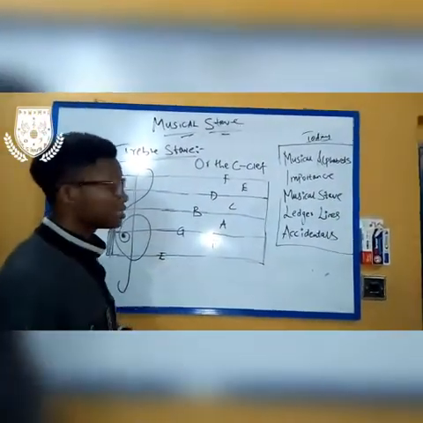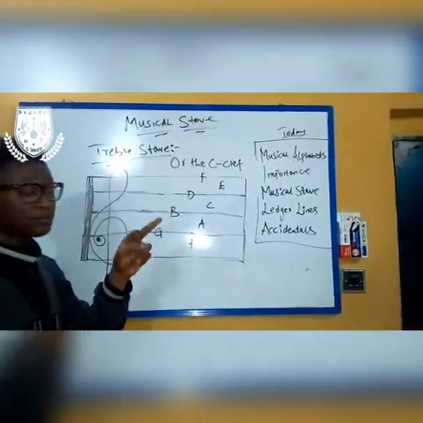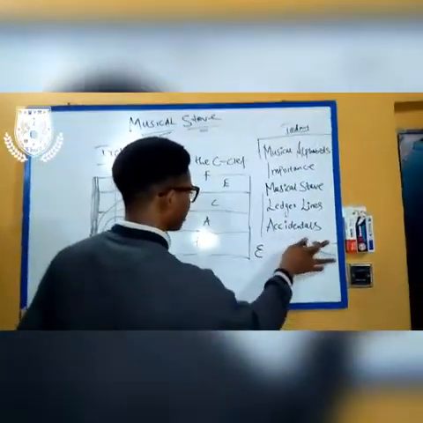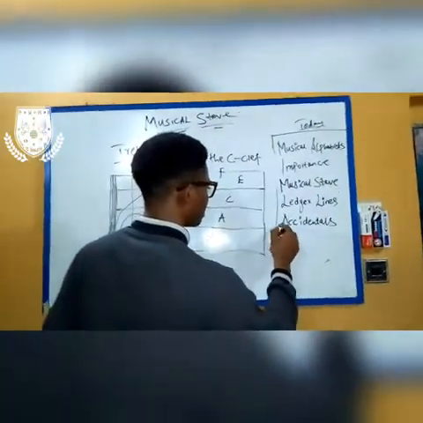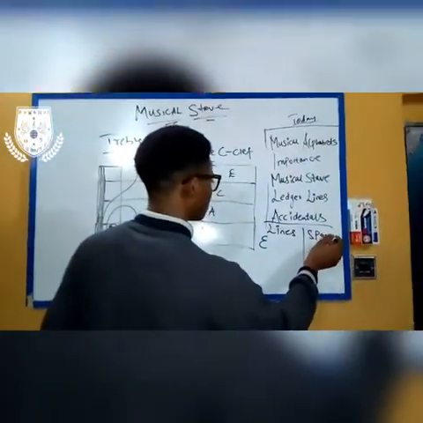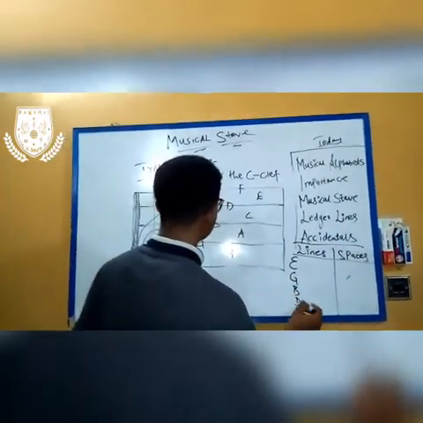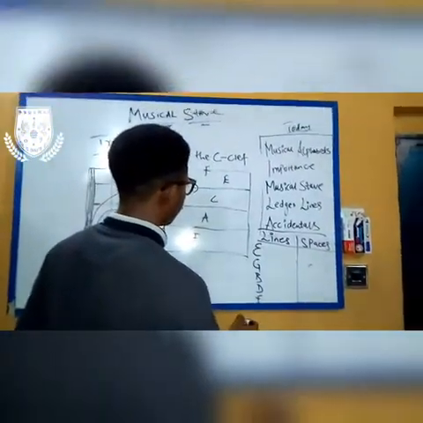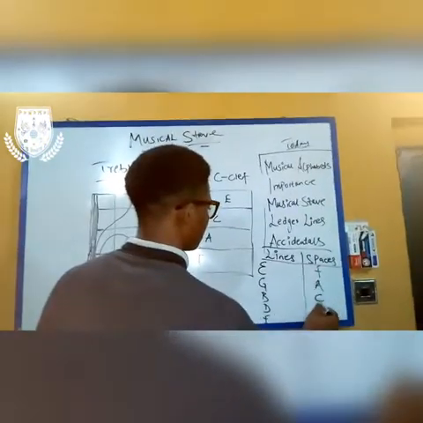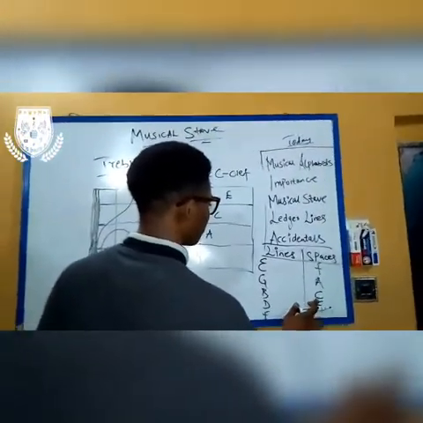Now for easy remembrance of the lines and spaces of the treble stave, we're going to take it this way. You just draw lines and spaces. You have E, G, B, D, and F for the lines. Now the spaces are what? F, A, C, E. It's not much, because you just have 5 lines and 4 spaces.